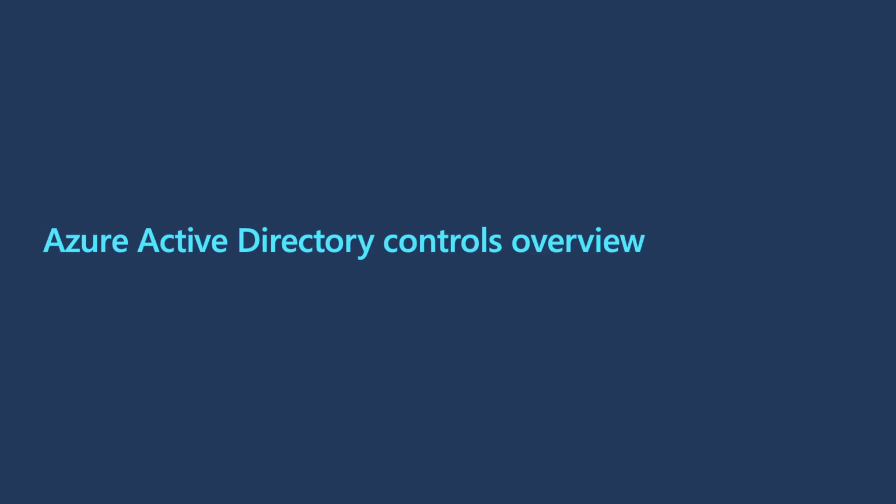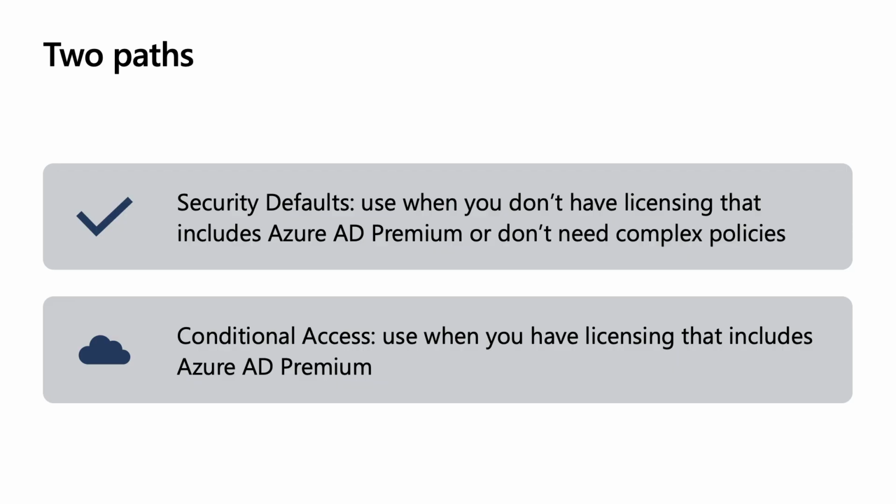Now let's dive deeply into Azure Active Directory to understand what controls we have available there. There are effectively two paths within Azure Active Directory available to you, and it is ultimately dependent upon your licensing and the need for customization. If as an organization you don't have licensing that includes Azure Active Directory Premium P1 or P2, then you'll want to leverage security defaults to manage and protect your users' authentication.